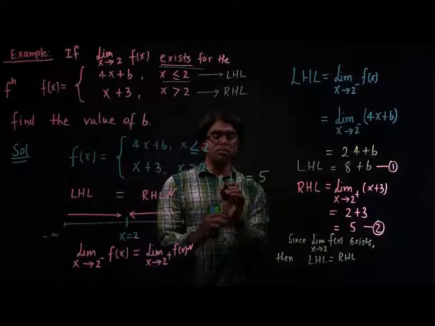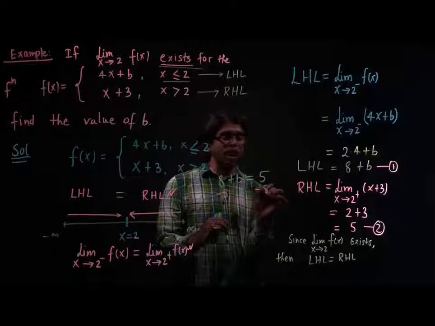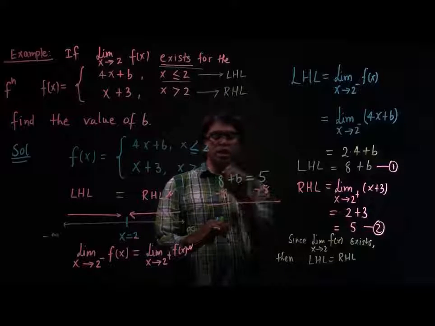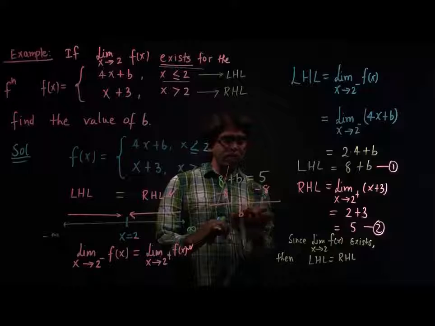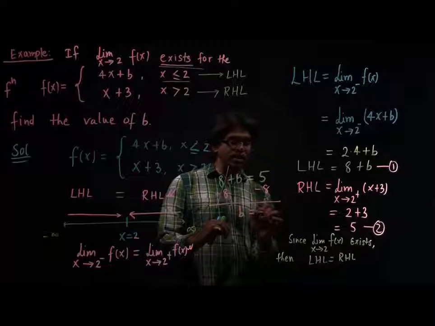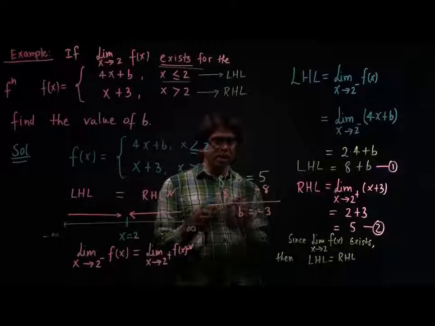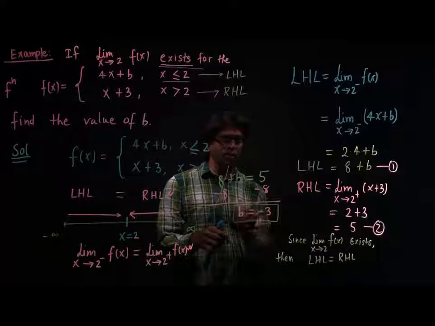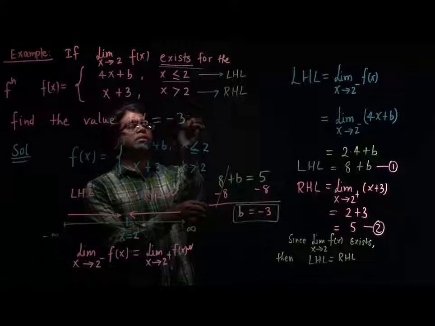Now let's find the value of b. In order to do that, I'm going to subtract 8 from both sides. 8 minus 8 cancels out, and the only thing I have left is b is equal to 5 minus 8, which is negative 3. So the value of b is negative 3.